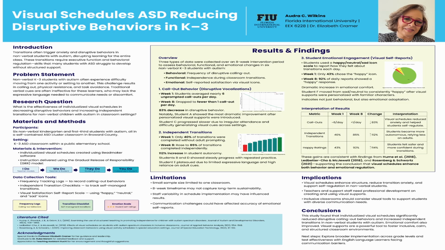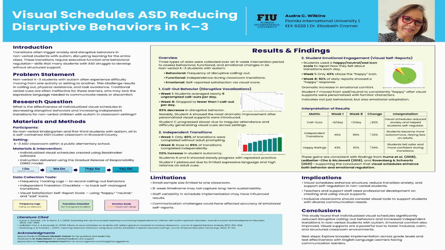With independent transitions in week 1, only 40% of transitions were completed without adult prompting. But in week 8, that rose to 85% of transitions completed independently. That's a 112% increase in student autonomy. Students B and D showed steady progress with repeated practice, and student E plateaued due to limited expressive language and high reliance on adult cues.